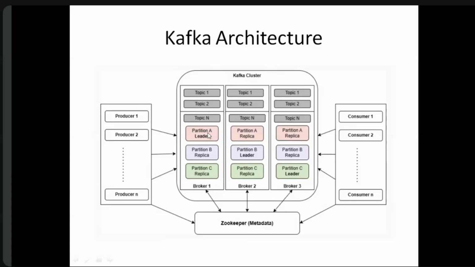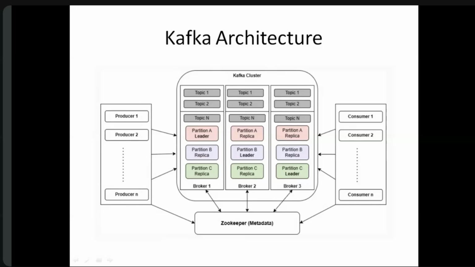The main partition, which is the leader, will be stored in broker 1. Then for partition B, its leader we are storing in broker 2. It is not getting stored here. Similarly, the leader of partition C will be stored in broker 3. So basically, if any topic is having any number of partitions, only one partition leader will be stored on the same broker. Other leaders will be stored in other brokers, right?